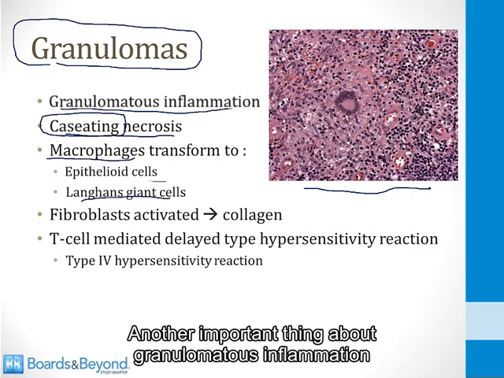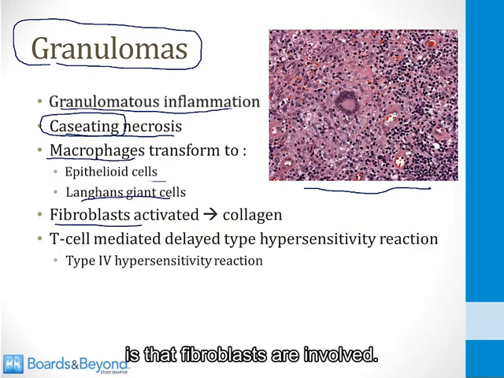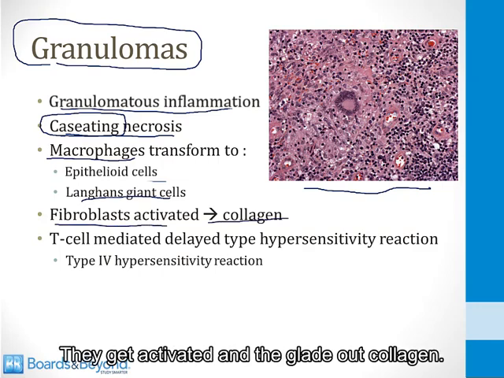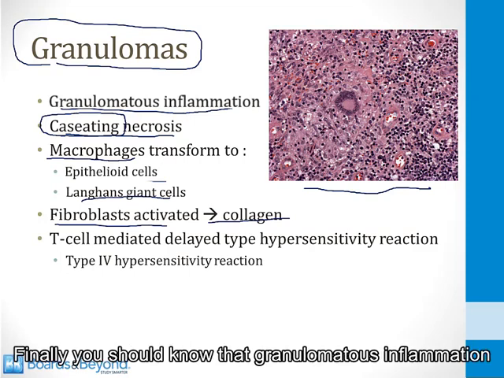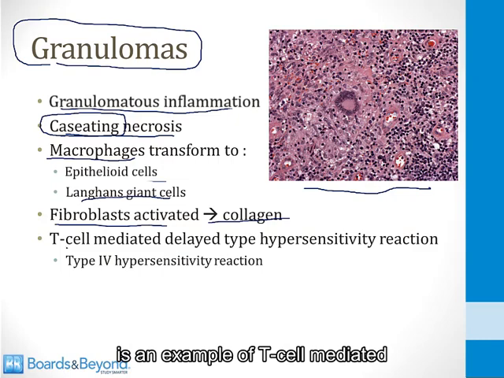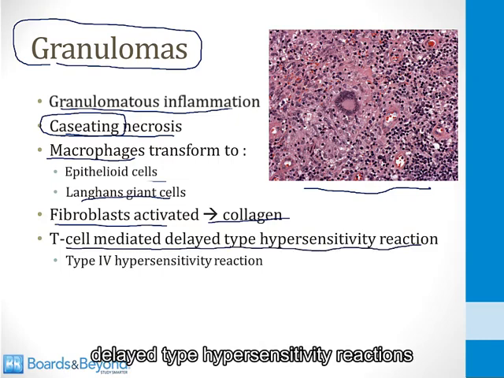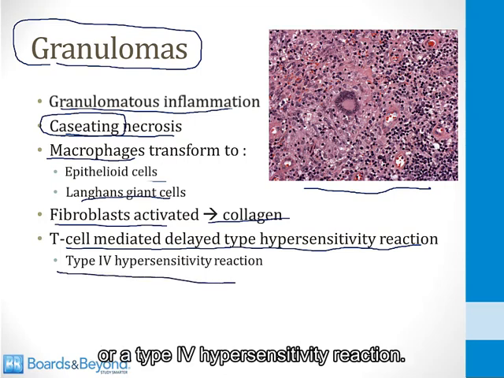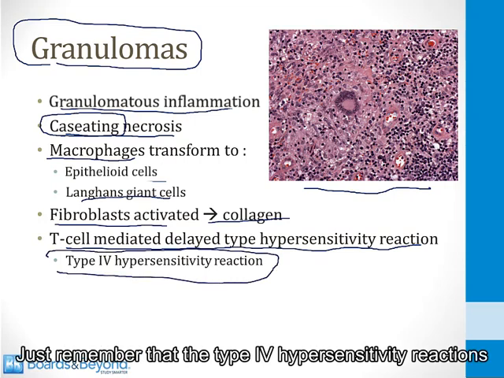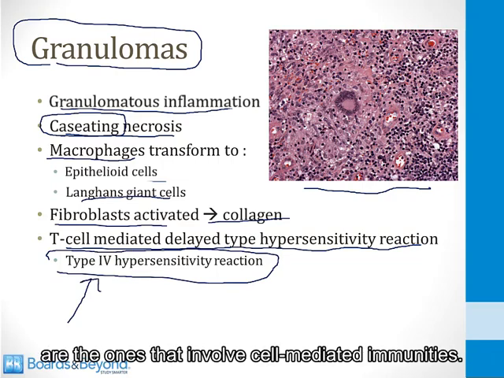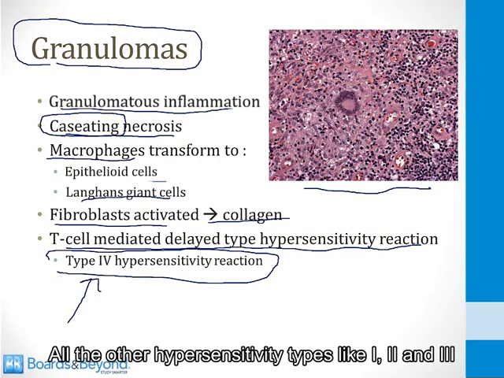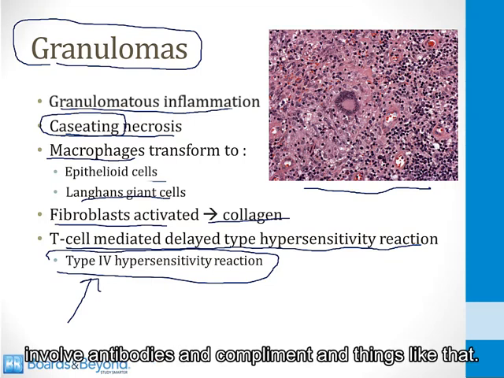Another important thing about granulomatous inflammation is that fibroblasts are involved. They get activated and they lay down collagen. And then finally, you should know that granulomatous inflammation is an example of T-cell-mediated delayed type hypersensitivity reactions, or a type 4 hypersensitivity reaction. And just remember that the type 4 hypersensitivity reactions are the ones that involve cell-mediated immunities. All the other hypersensitivity types like 1, 2, and 3 involve antibodies and complement and things like that.